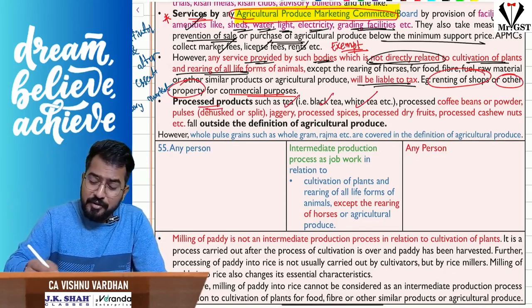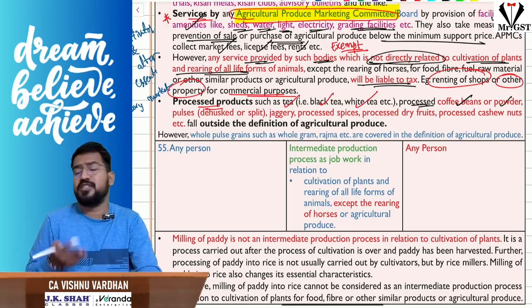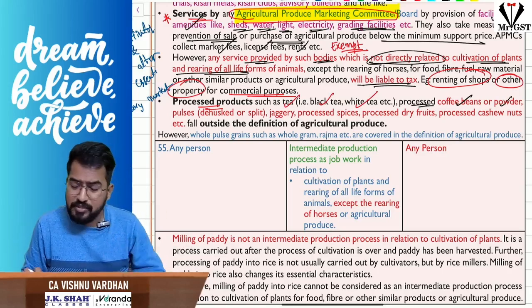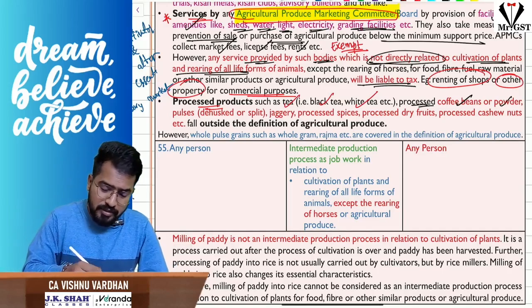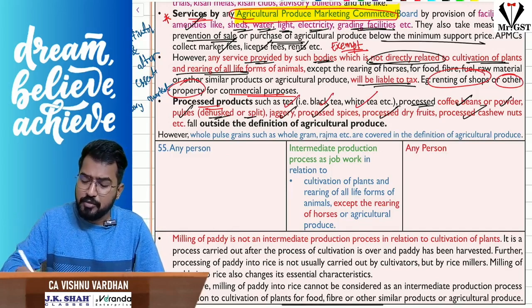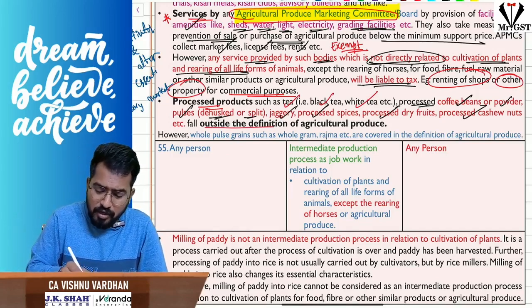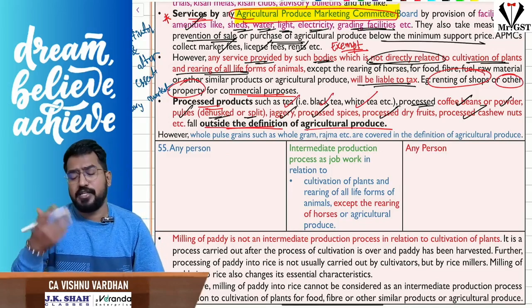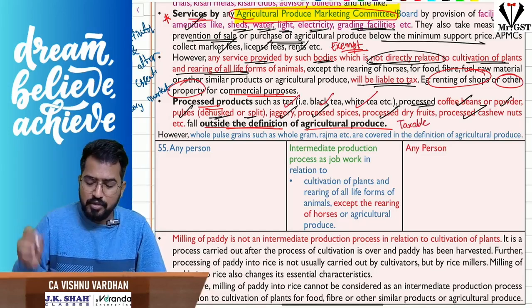Or processed coffee beans powder. See, obviously when you do some process on this, you are not a cultivator, automatically it will lose the characteristic of agricultural produce. Okay, so that one. Pulses, husk, dehusked or split, jaggery, processed spices, processed dry fruits, processed cashew nuts, etc. all will fall outside the definition of agricultural produce, and hence they will be what? Taxable. Okay, next.